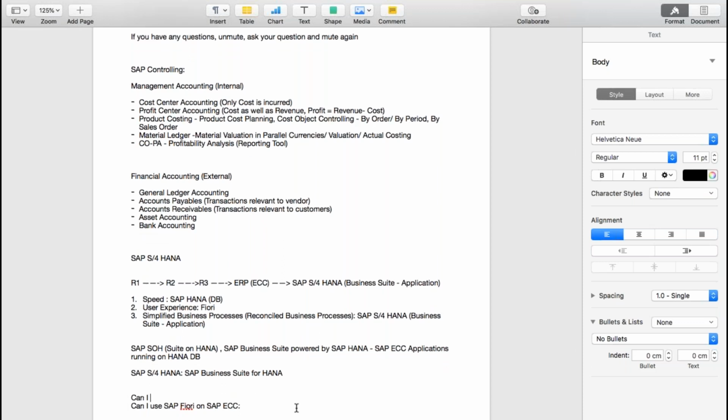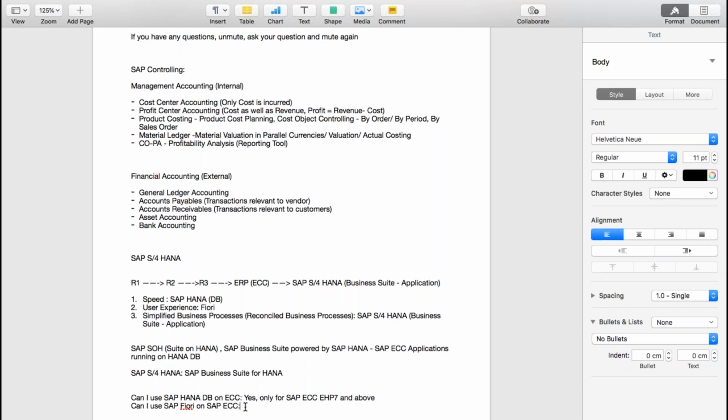Okay. So the first question was, can I use SAP HANA database on ECC application? The answer was yes, but only for SAP ECC EHP 7 and above. If you are using SAP ECC EHP 5, EHP 6, then HANA database is not possible.